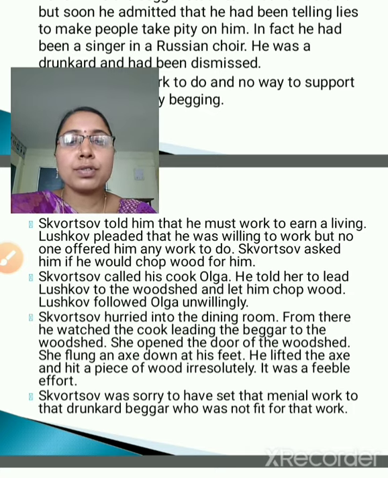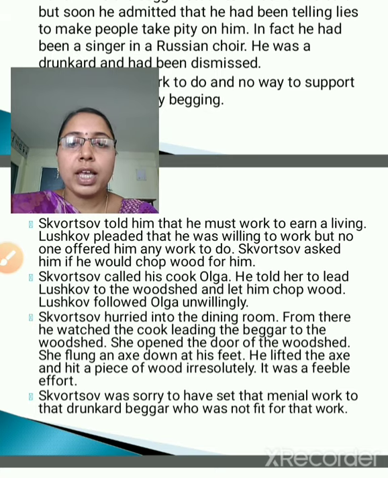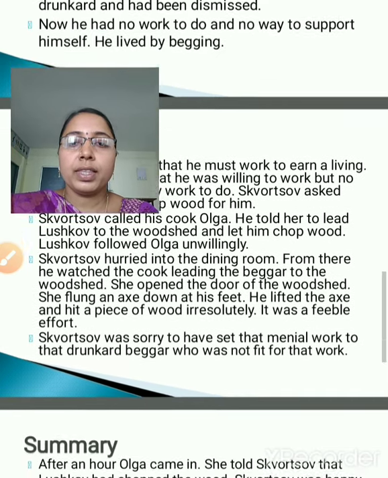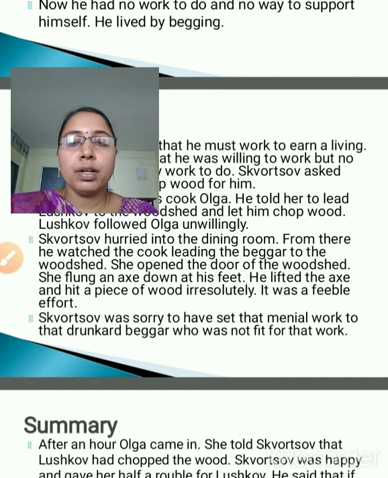Now Skorstov was looking from his dining room, and from there he watched that the cook was leading the beggar to the woodshed, and she opened the door of that woodshed, and she then flung an axe down at his feet. But here the beggar is not willing to work.